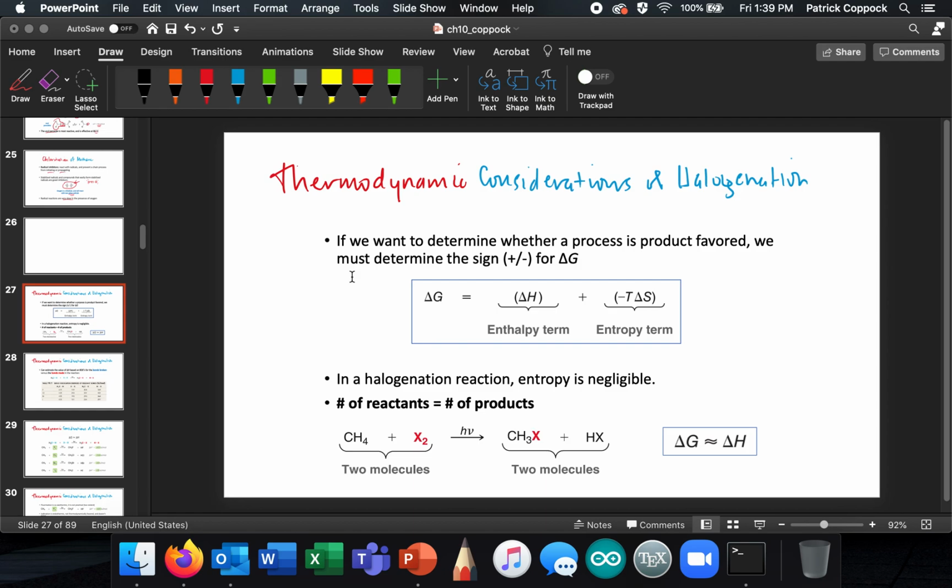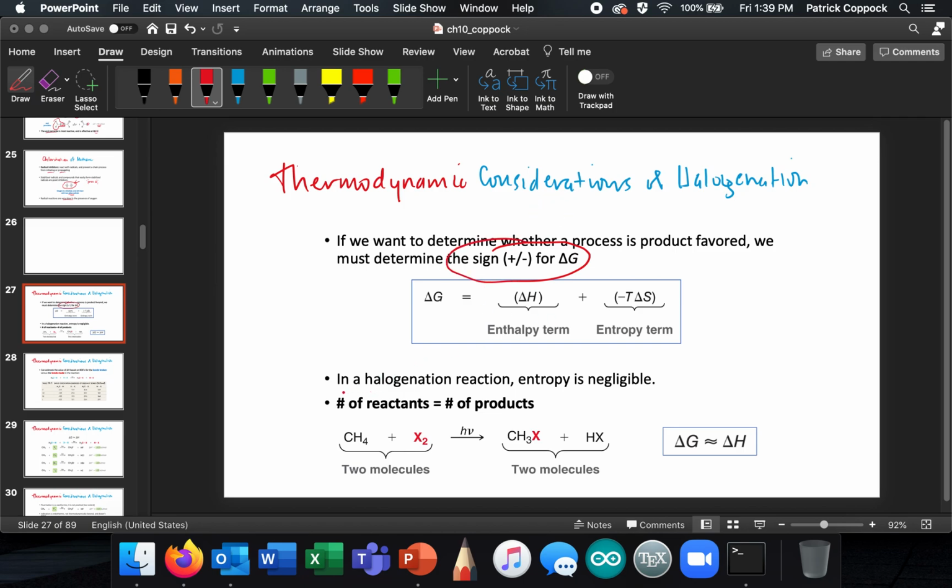Okay, so let's talk about halogenation and things that we can predict just from other things that we already know. So, thermodynamic considerations, all right? If we want to determine whether a process is going to be favored or not, we have to determine the sign of delta G.